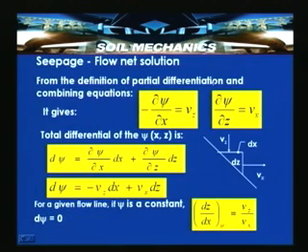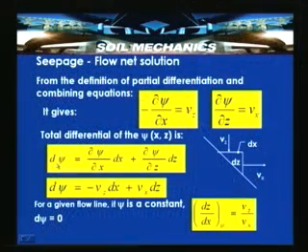So, from the definition of the partial differentiation and combining equations, minus ∂ψ/∂x is equal to Vz and ∂ψ/∂z is equal to Vx, it gives the total differential. If you determine for a ψ(x,z), dψ is equal to ∂ψ/∂x into dx plus ∂ψ/∂z into dz.